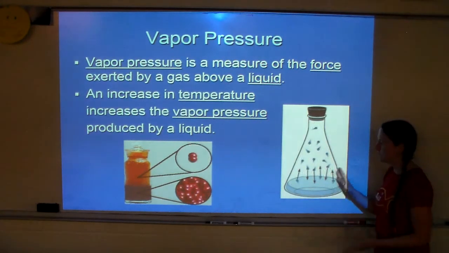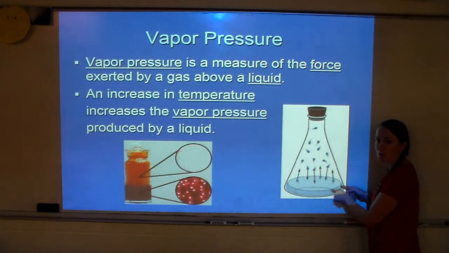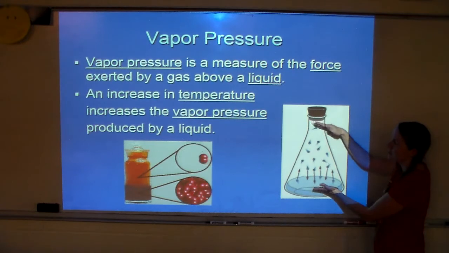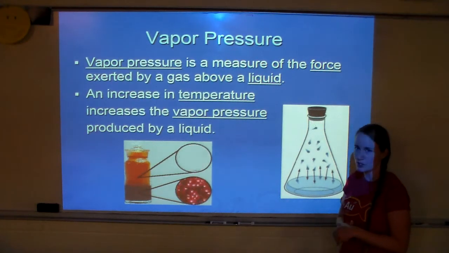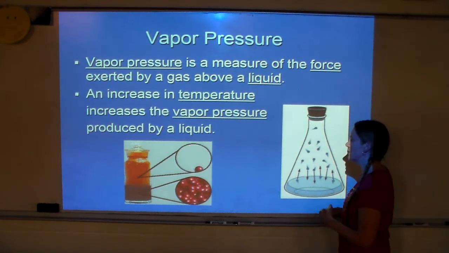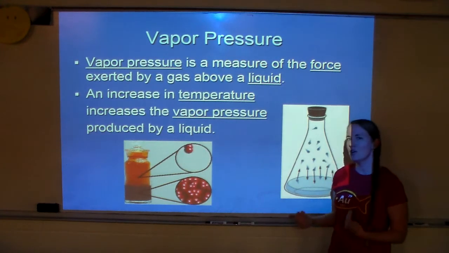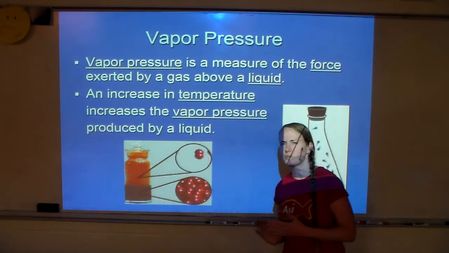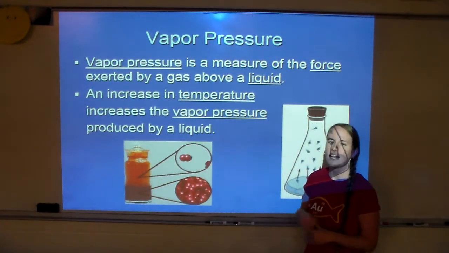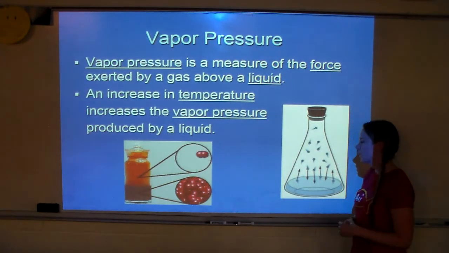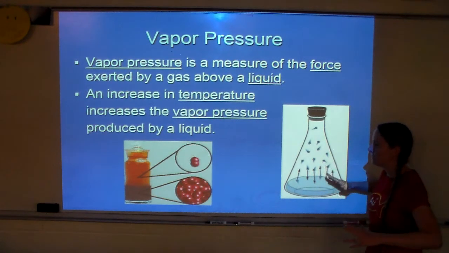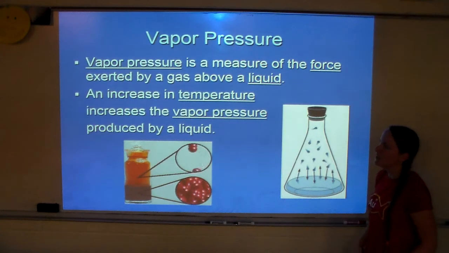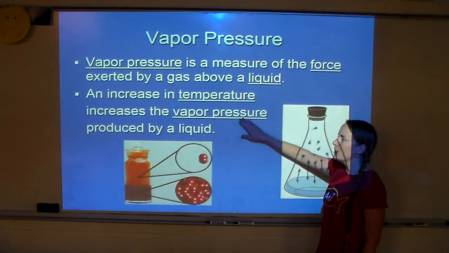Okay, so over here is just another picture of the same thing. This one we have a little bit of water in the bottom. And so those particles that evaporate and become a gas, those are what exert the vapor pressure. Okay, for vapor pressure of a liquid, for some of the things that we talk about, it kind of helps if you think of it as the force of the liquid particles pressing out to become a gas. That can kind of help a little bit. So if you think of it as the force of the liquid particles trying to leave, that can help a little bit.